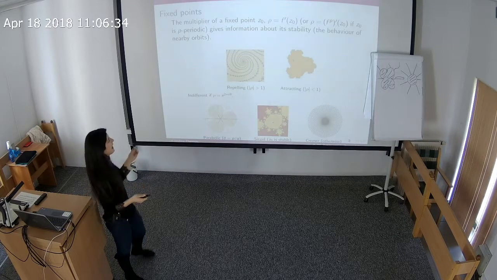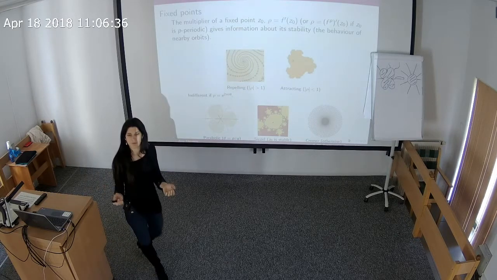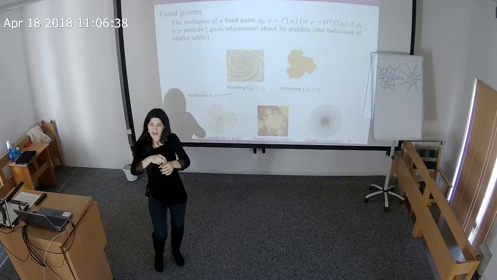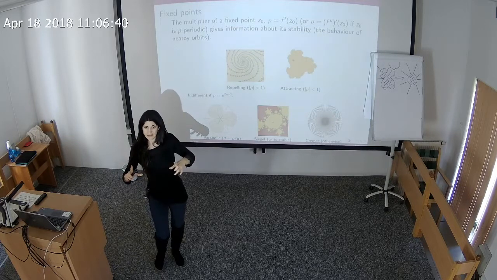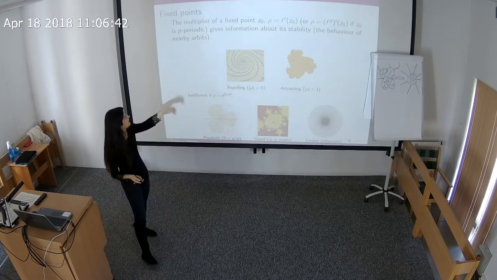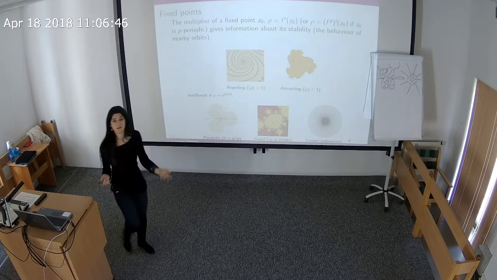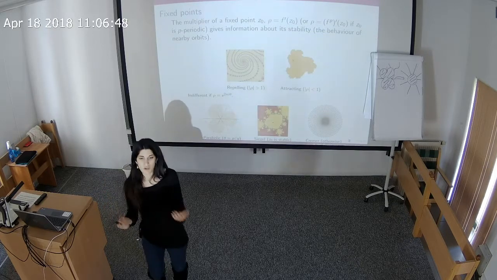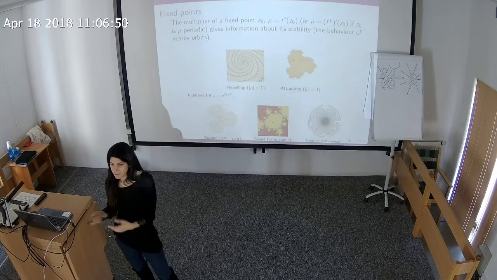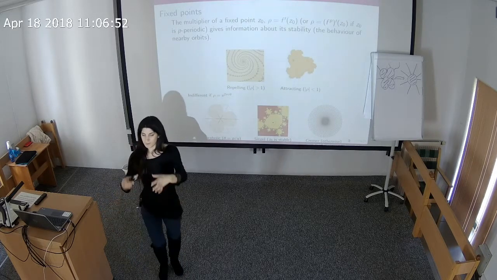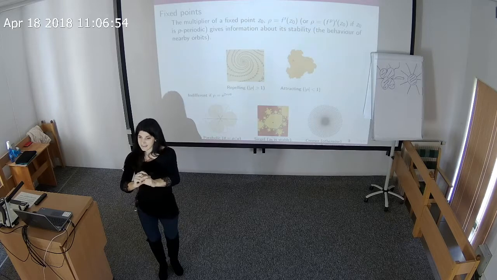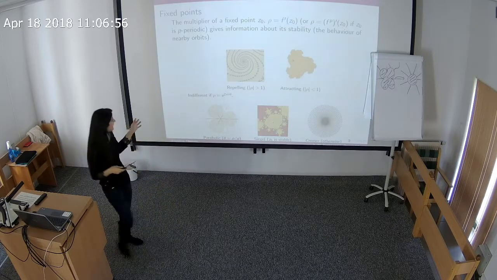You can have repelling points. These we are all familiar with. These are points for which a neighborhood is mapped outside itself, and for which the multiplier, that is the derivative, has modulus strictly bigger than 1. Then you can have attracting points, which again is something that everybody is familiar with. They are points for which a neighborhood is mapped strictly inside itself. And then you have indifferent points.